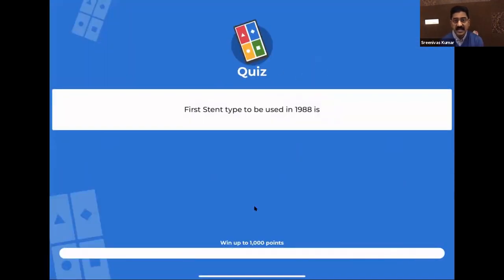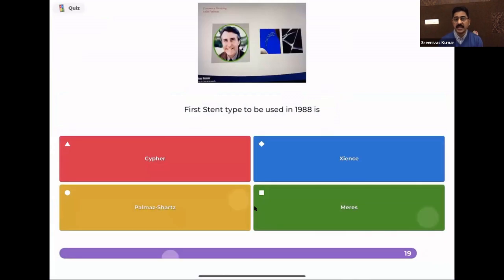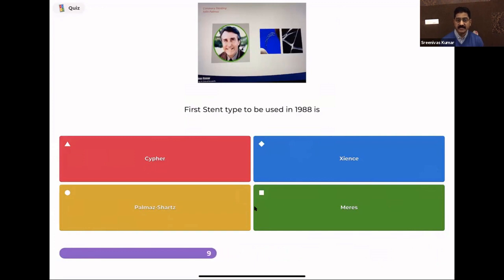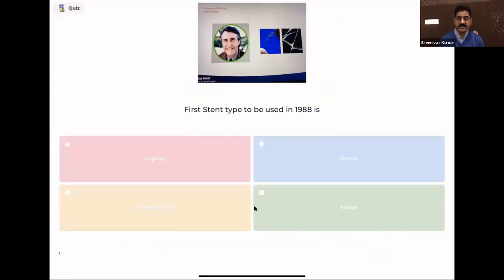The first stent type to be used in 1988. Put a figure to point it also. The first stent which was used: Cypher, Xience, Pharma Shards, and Maris. Cypher was the first drug-eluting stent. Xience is the most advanced present stent which is commonly used.